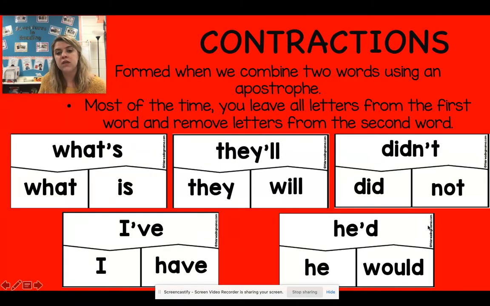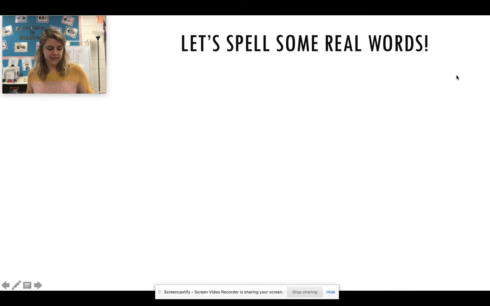Okay? So, when we see an S at the end, most of the time it's going to be is or us. When we see LL, that means the word is paired with will. N apostrophe T means it's paired with not. VE is have, and a D is paired with either would, should, or could. All right? Let's practice by writing some words.